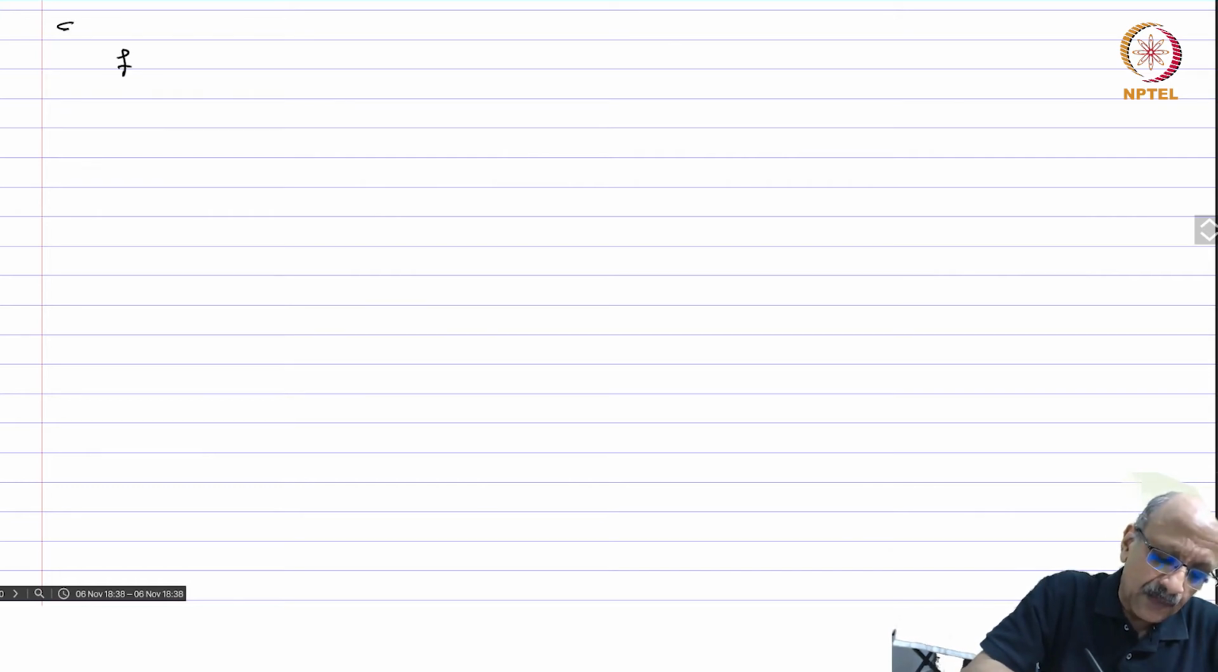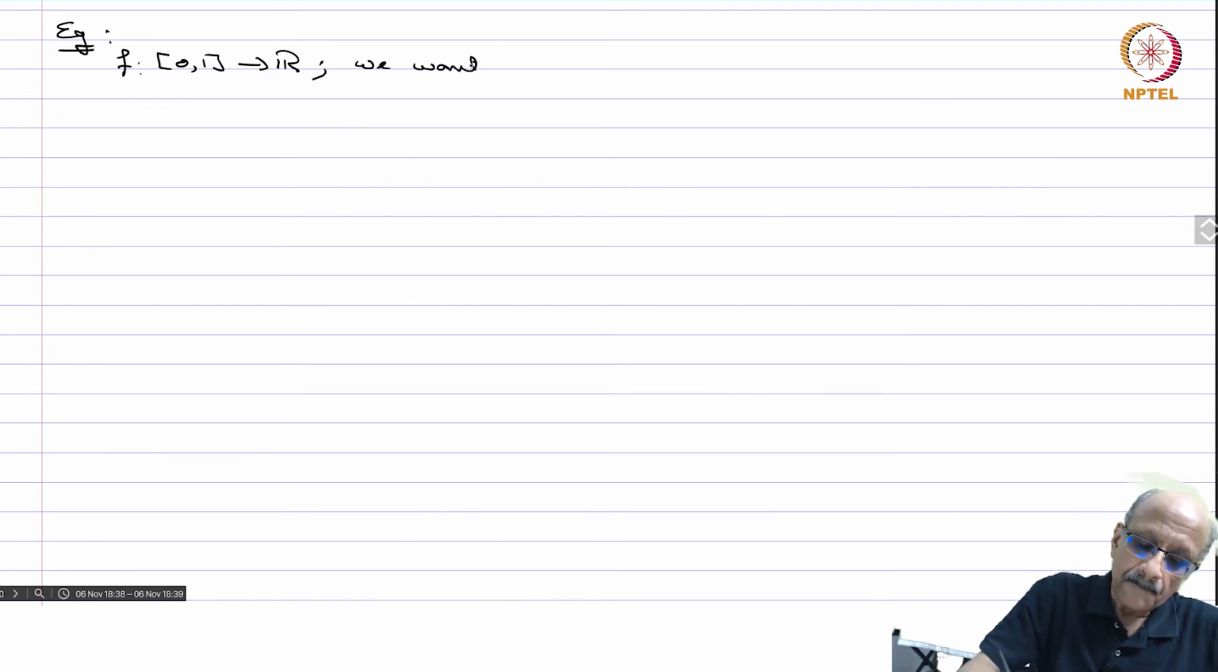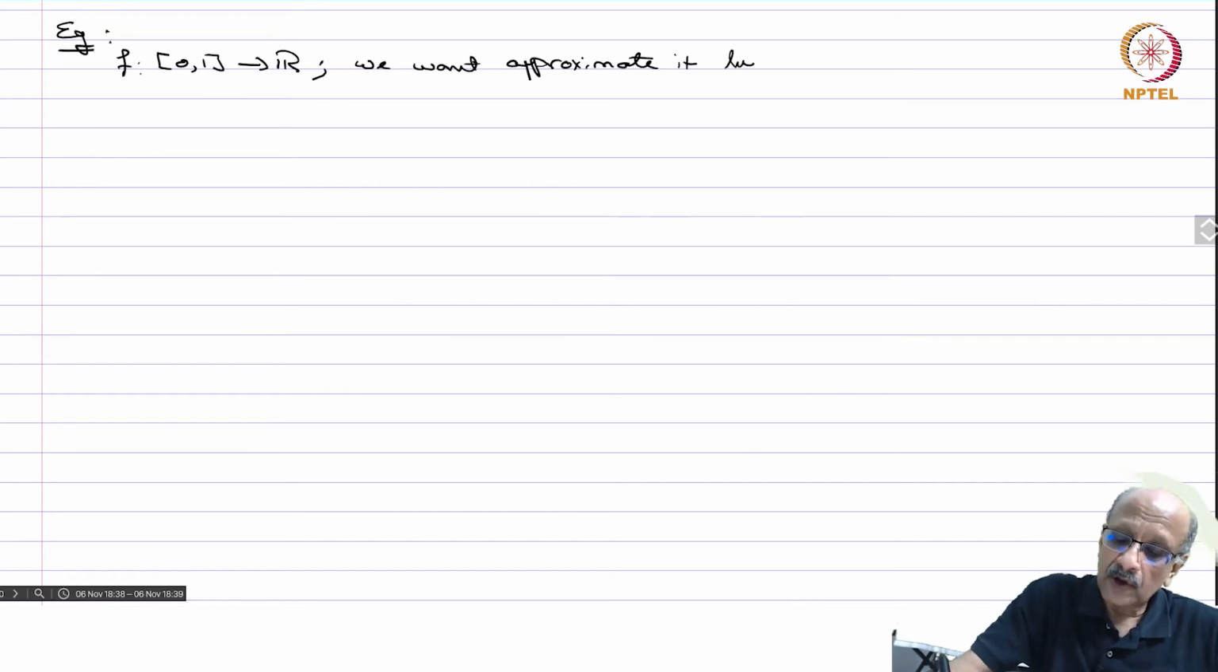Okay, so what is the use of these orthogonal matrices? They are very useful. So let us give an example. Suppose I have a function f which is continuous from [0, 1] to R. Then we want to approximate it by a polynomial.